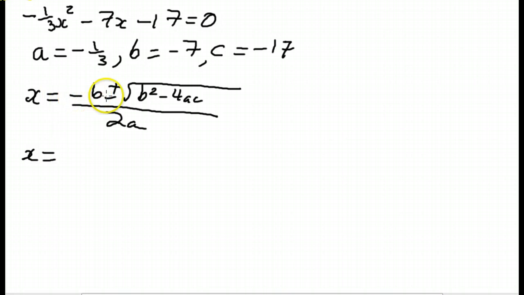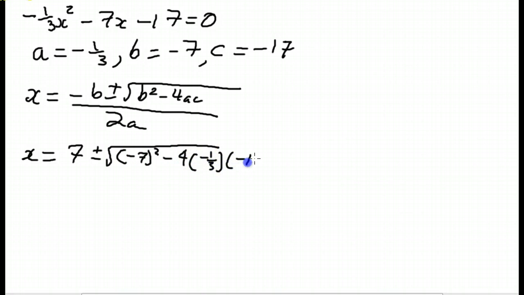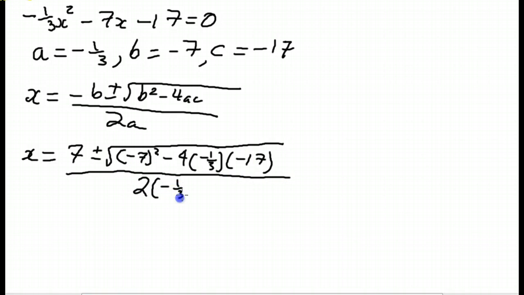Negative b. So we've got negative negative 7. I'm just going to write that as a 7. Plus or minus the square root. Negative 7. I'm going to put this in brackets so that when I square it, I'll recognize that it's negative 7 times negative 7 to give me positive 49. Minus 4. Negative 1/3 and negative 17, so 4ac. Extend that. This is all underneath, right? And it's all over 2a, 2 times negative 1/3.